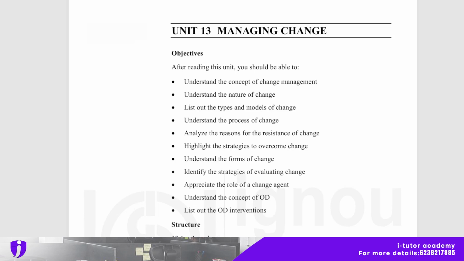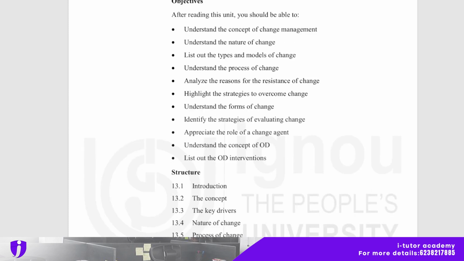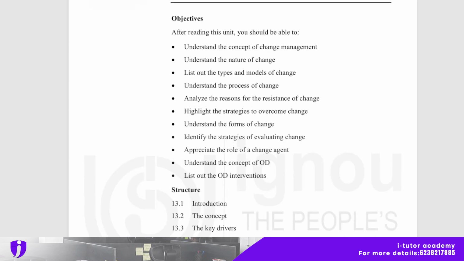And today's session we will start with unit 13, managing change. Okay, so we will see the objectives of this chapter. The first one is understand the concept of change management. After that, understand the nature of change, list out the type and models of change, understand the process of change, analyze the reason for the resistance of change, highlight the strategies to overcome change, understand the forms of change, identify the strategies of evaluating change, appreciate the role of a change agent, understand the concept of OD and list out the OD interventions. These are the objectives of managing change, the unit 13.